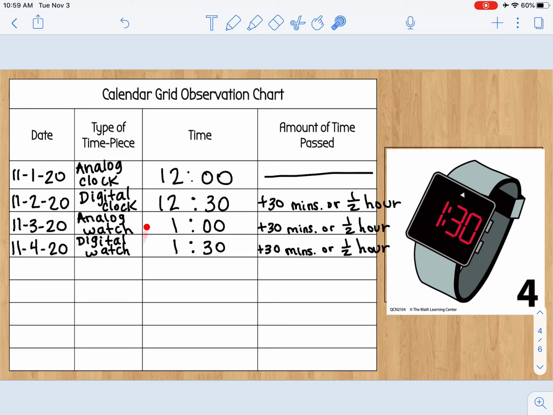Maybe you're already noticing some patterns. We had an analog clock, digital clock, analog watch, digital watch. And here we were always adding 30 minutes or a half hour. 30 minutes, half hour is the same thing. So I'm really excited to see what other patterns happen throughout the next few days.